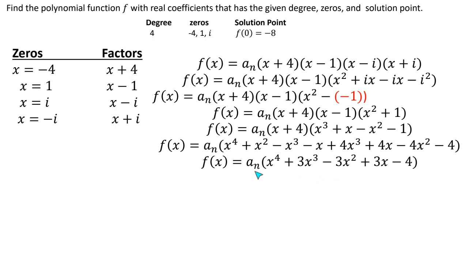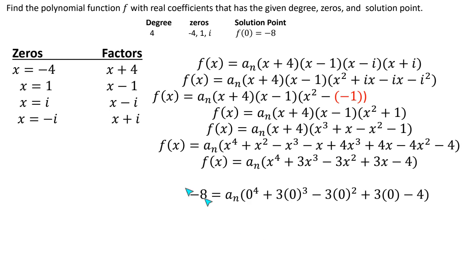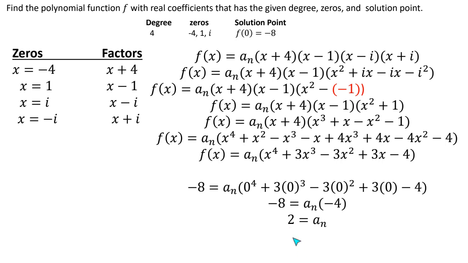Now we just need to know what that leading coefficient is. So we're going to use the solution point. f of 0 is telling me here that x is 0. And when I enter x is 0 for all my x's, then I should end up with a negative 8. So what I can do is my function here, my y value is negative 8. Anywhere I see an x, I'm going to replace it with the 0. So all of these terms would be 0. So I'm going to be left with negative 4a. Divide by negative 4. So I get a 2. So my leading coefficient is 2.